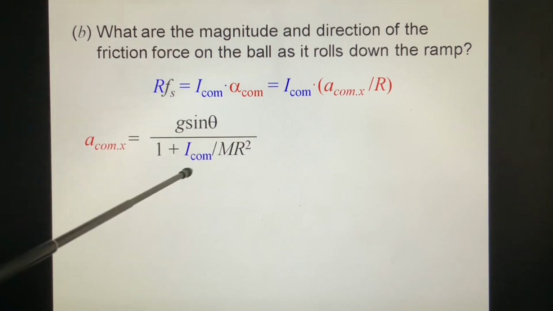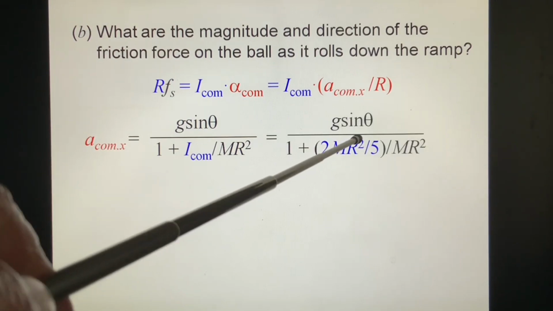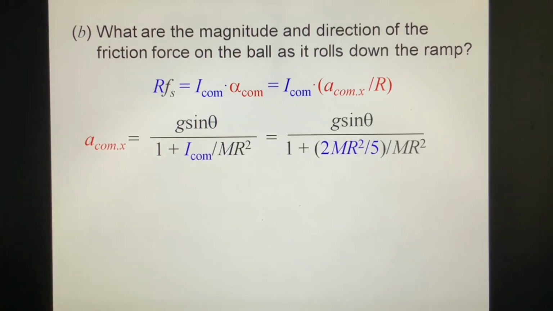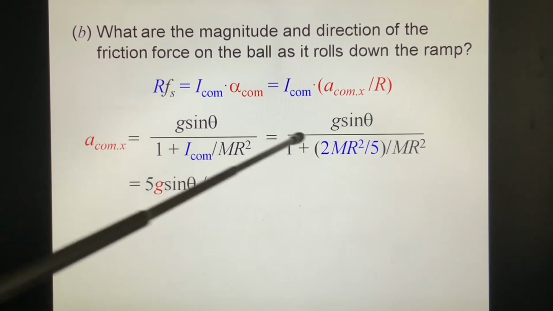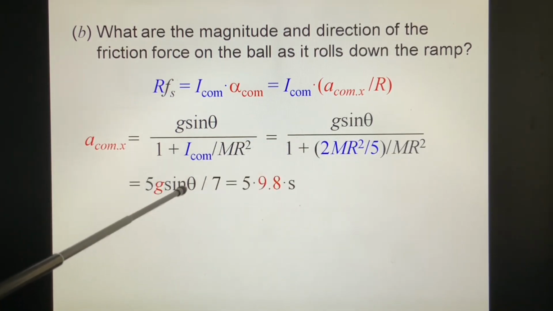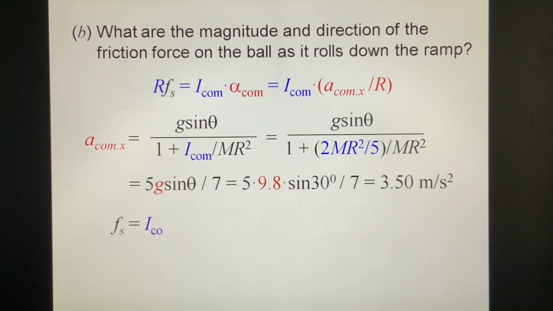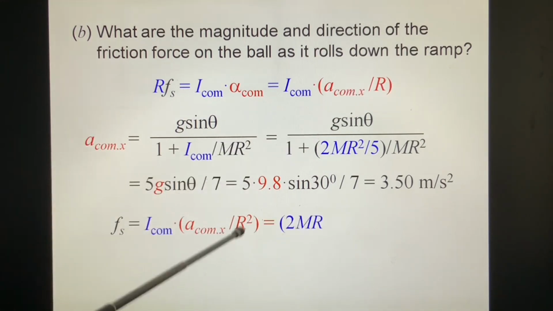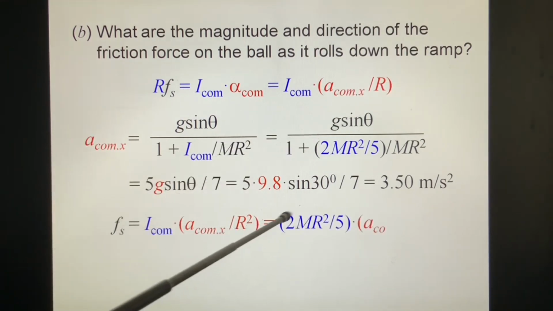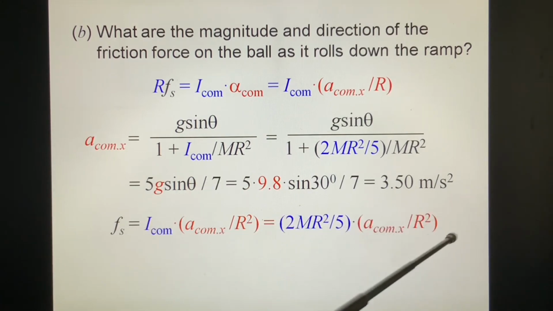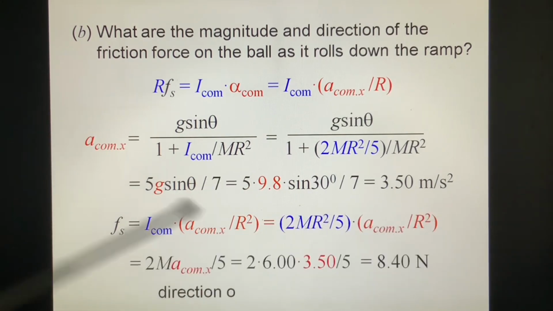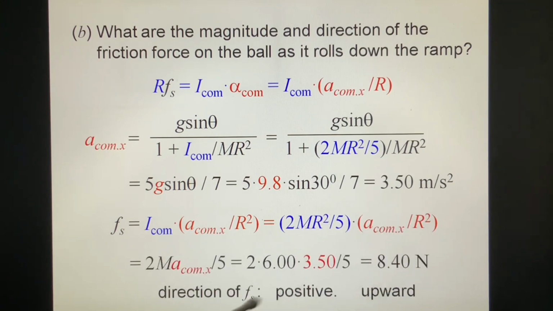In this case, it's a ball, so I_com equal to 2mr squared over 5. And theta, we put everything in. Theta is 30 degrees. That's it. Once we have a, we can find F. F equal to I_com a_com over R squared, and I_com equal to 2mr squared over 5. We put in, R squared cancels out. We get this one is positive. What does this mean? This means the direction is upward, as we assumed.